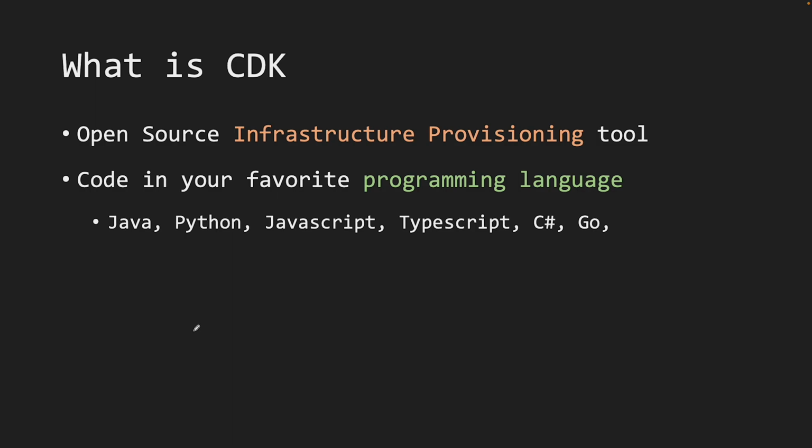So why is this developer friendly? Because you don't have to code in JSON or YAML to define CloudFormation and AWS infra. Instead, you code everything in your favorite programming language and you can easily convert that to CloudFormation or directly deploy to AWS. As of now, CDK supports most of the popular languages. Go, I think, is still in testing phase as of recording this video.